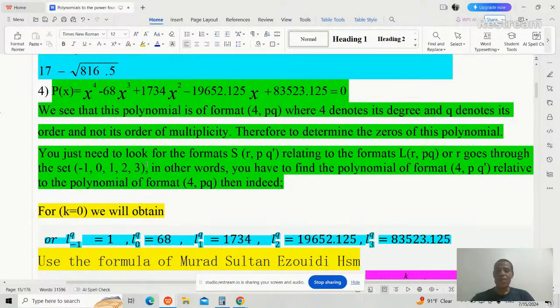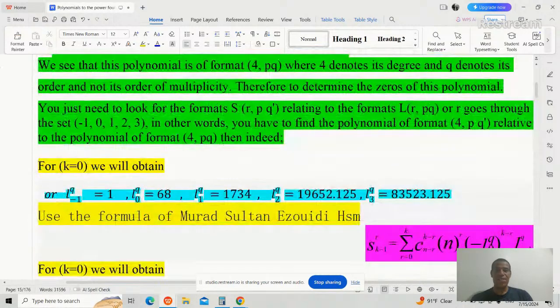In other words, learners, you should find the new polynomial and then find its x roots. After finding the x roots of the new polynomial to the power 4, you are going to conclude the exact roots of the first polynomial equation that you are solving. Now, learners, I'm going to put k equals 0 in the discriminant formula of Mourad Sultan Ezouidi. There is a discriminant formula of mine that we are going to use.